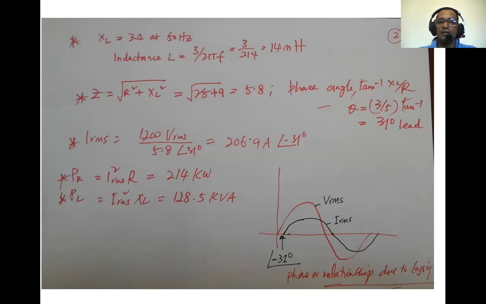of 31 degrees lagging. You can see the graphical representation of the supply voltage RMS and the circuit current RMS, which is 31 degrees lagging in phase. Eventually you can find the power developed across the resistance, which is I square RMS R, is 214 kilowatts, and the inductive load development, I square XL, is 128.5 kilovolt ampere. So you can see that there is a sharing of supply between the inductive load and the resistive load.